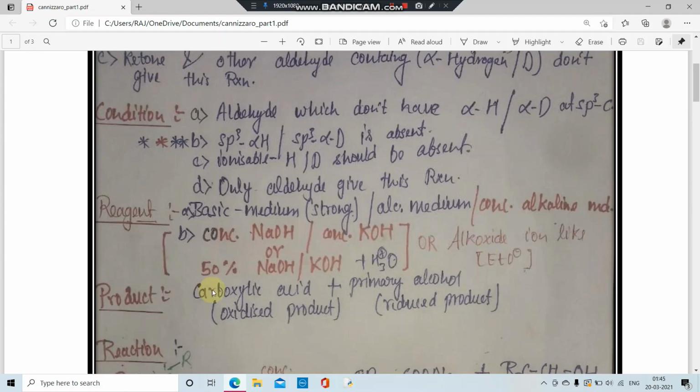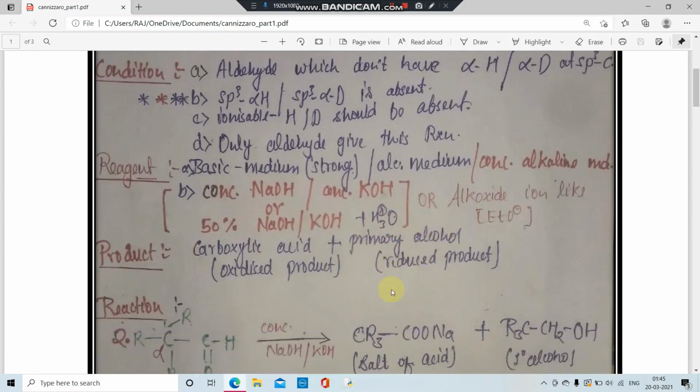Now, what are the products of the Cannizzaro reaction? We have already studied that we are going to get two products: one is an oxidized product, another is a reduced product. The carboxylic acid is the oxidized product, and the alcohol, which is going to be primary, is the reduced product. Just remember we get a primary alcohol in the Cannizzaro reaction. So the products are one carboxylic acid and another a primary alcohol.